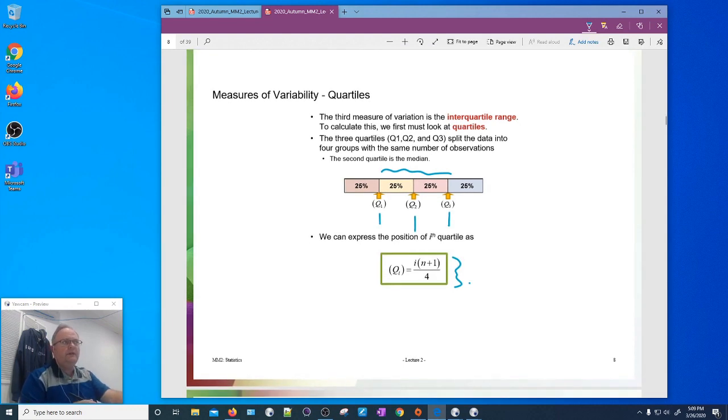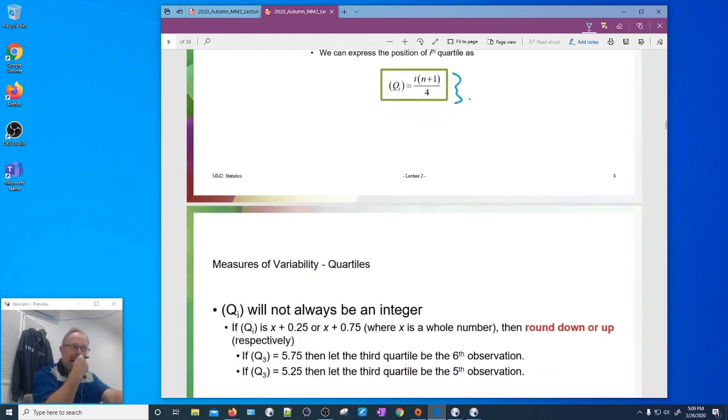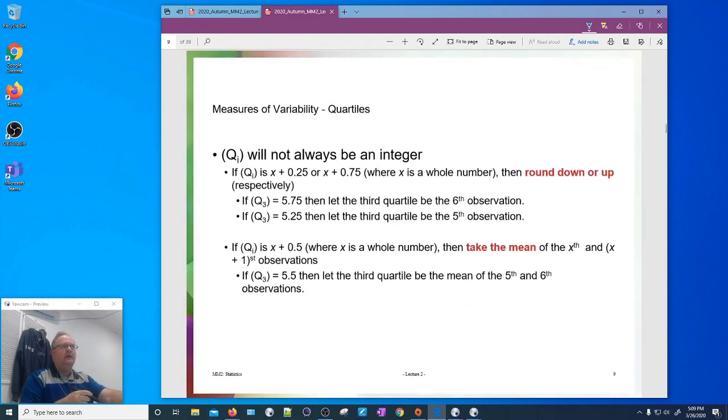Now the next slide's a little bit wordy, but it puts into practice this equation, and it talks about rounding. So if we're going to do the first quartile, where x is a whole number, then we put some rounding into play. If Q3 is 5.75, then we'll round up to get the sixth observation. If it's 5.25, then we'll round down. So just make a note, please, of the rounding of the quartiles, because it does come up. If it's 0.5, then we take the mean of the x and x plus 1 observations, so it'll be the mean of the fifth and sixth. So there's a little bit of work there to process.